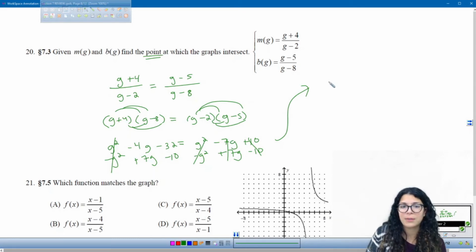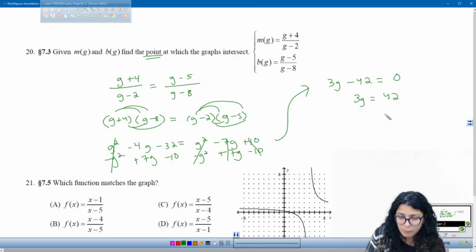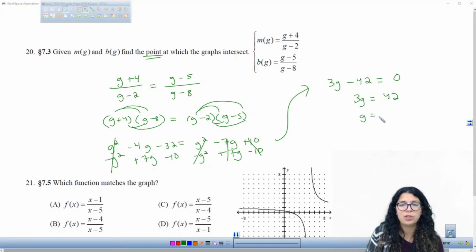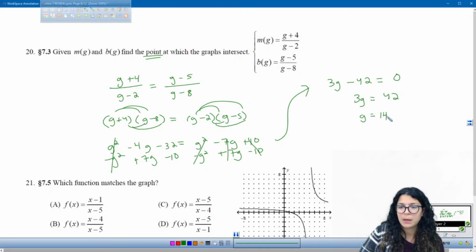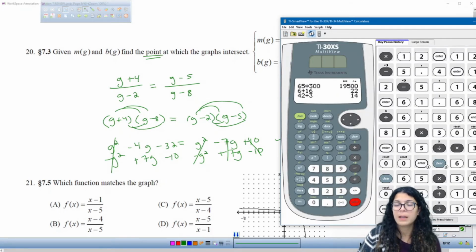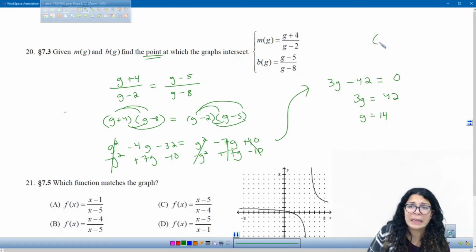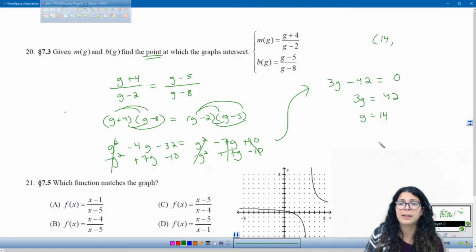-4g plus 7g is 3g. -32 minus 10 is -42. And on the right-hand side, I canceled everything out, so we just have 0. Now I need to add 42 because this is actually a linear, to bring that to the right-hand side, and then divide by 3 on both sides, we get g equals 14. 42 divided by 3 is 14. So now we have the input of the ordered pair is 14.